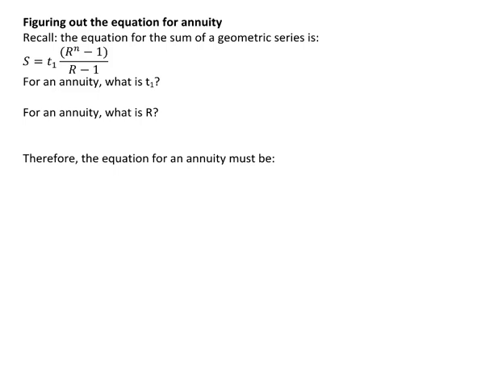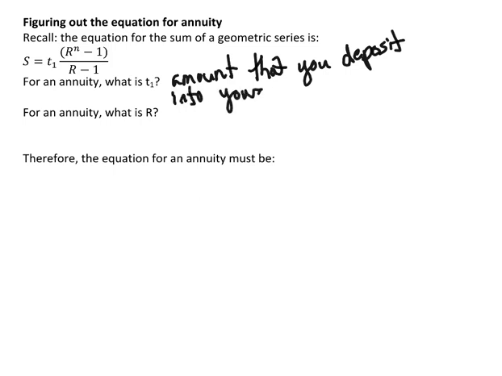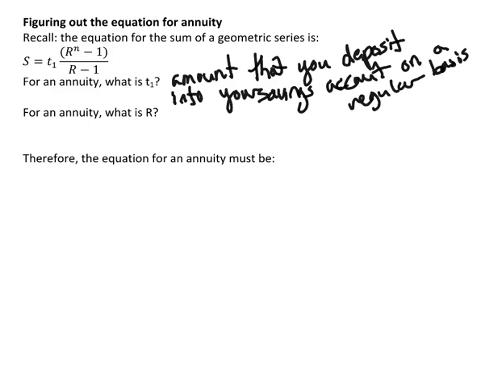So what would be T1? Well, that will be the amount that you deposit every year or every month, the amount that you deposit on a regular basis into your savings account. In the question we just did, that was the amount you put in every year, but it could be an amount that you're putting in every month too. We're going to call that P. It's kind of like the principal that we were talking about with compound interest, but it's a principal that you keep adding every single year or every month. You keep adding a little more P here.